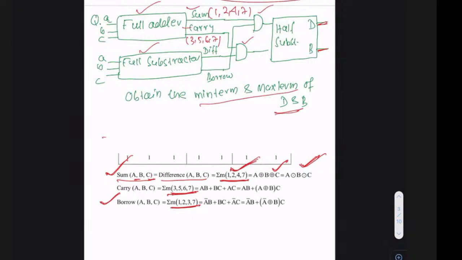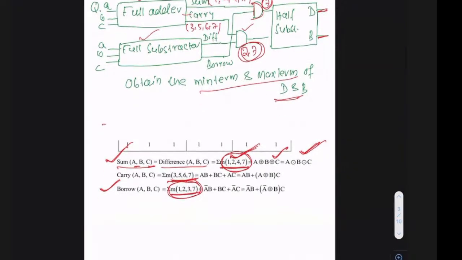Because it's an AND gate, you need the intersection of these minterms. So which minterms are common? The only minterm common is minterm number 7. Similarly, if you see the difference and borrow, difference having 1, 2, 4, 7, and borrow having 1, 2, 3, 7, isn't it? So here the common minterms are 2 and 7. So here it is 7, and here it is 2 and 7. Yes or no? So we got the minterms of the inputs of the half subtractor, right?